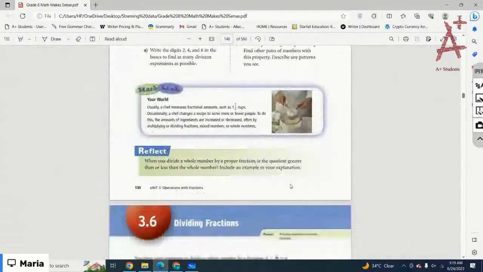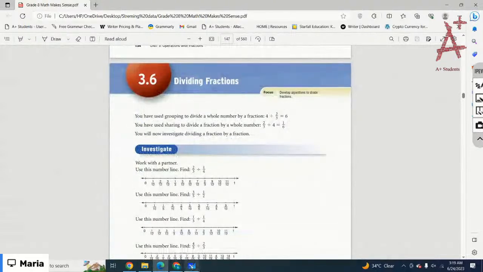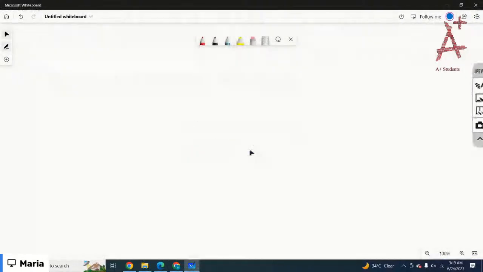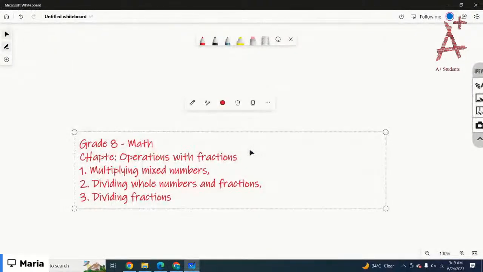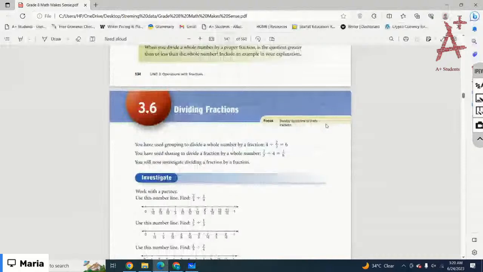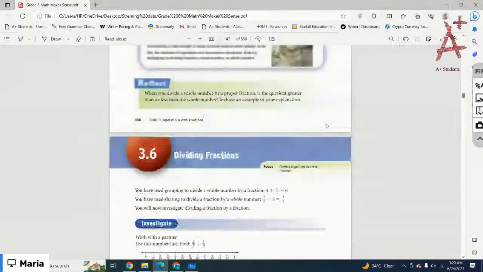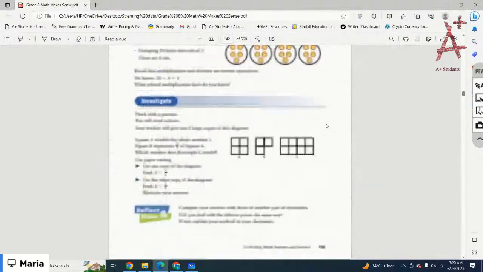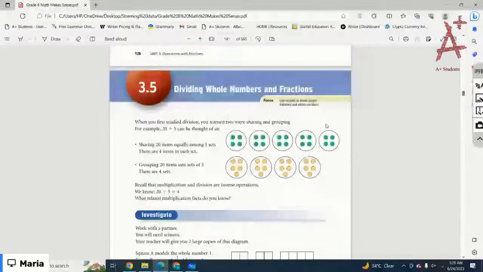This lesson is, I think I skipped one of the lessons, isn't it? Yes, dividing whole numbers and fractions. I skipped one. Okay, I have to go back because I am working on 3.4. Where is 3.5? Next lesson is dividing whole numbers and fractions. Okay, let's just start with the practice questions.